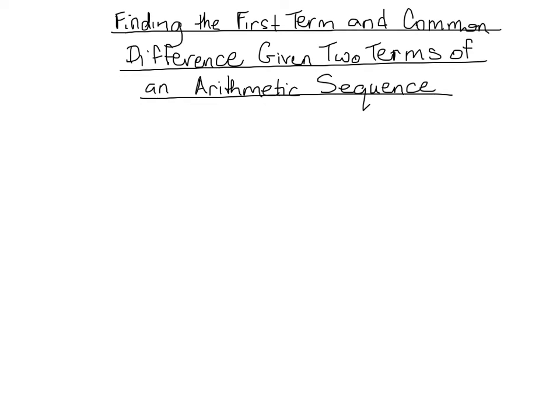In this video, we're going to learn how to figure out the first term and the common difference of an arithmetic sequence if you're given just two random terms of the sequence. It's kind of a long title, but the concept itself, not so long.